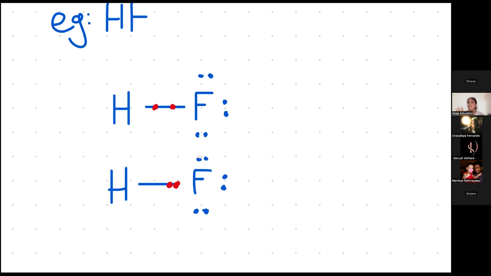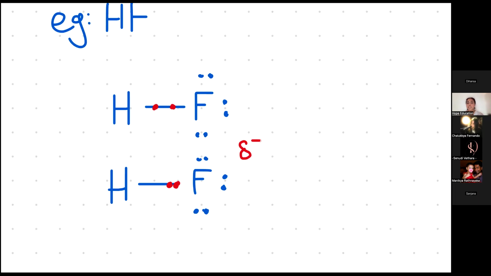Electrons are negatively charged. These two electrons belong to both hydrogen and fluorine, but they're closer to fluorine because fluorine has a higher electronegativity. We know electrons are negatively charged, so fluorine gets a partial charge, not a full charge. We call this delta negative, or partial negative charge.